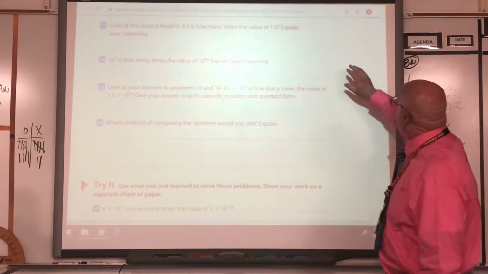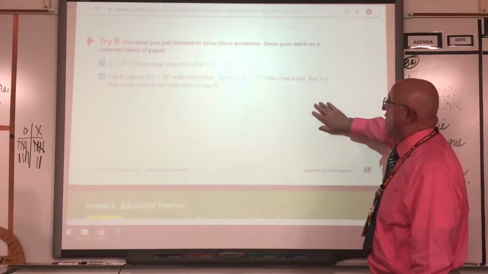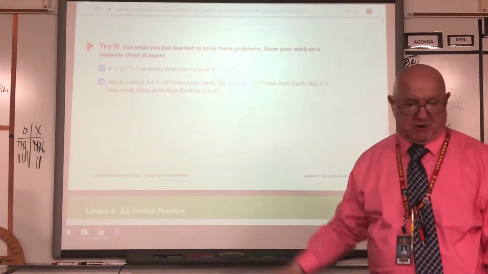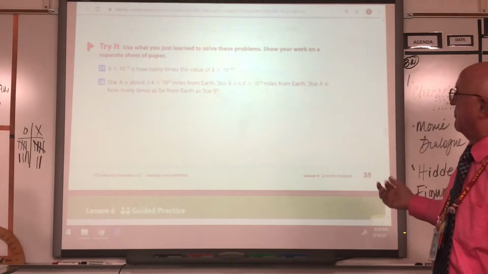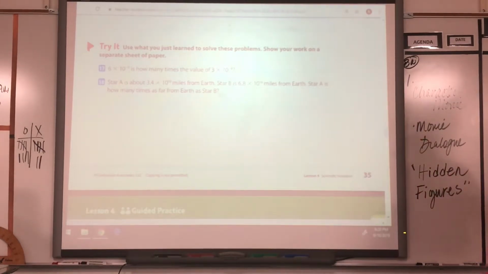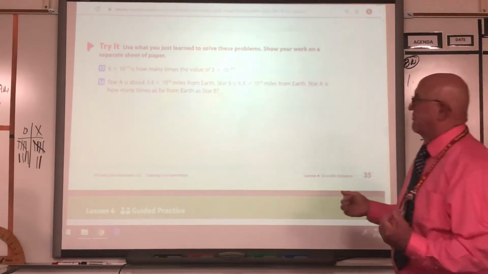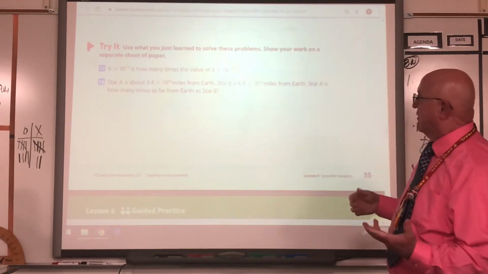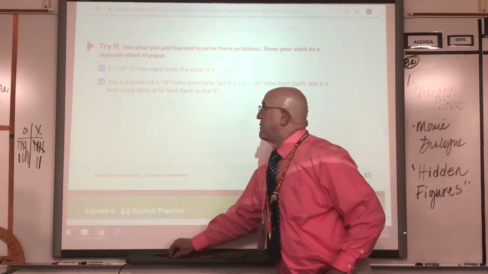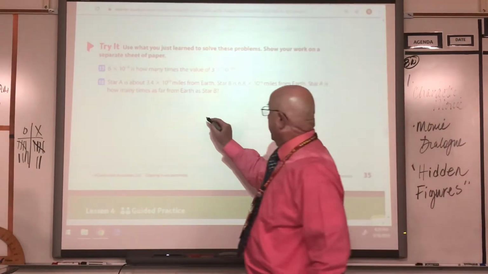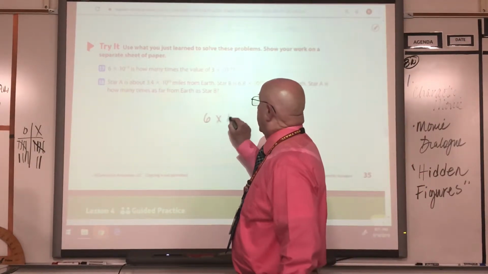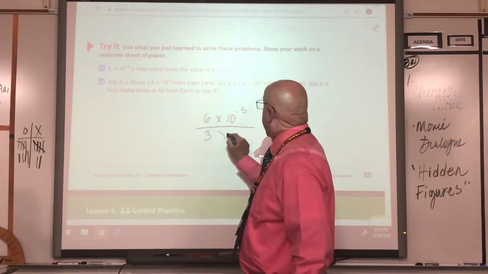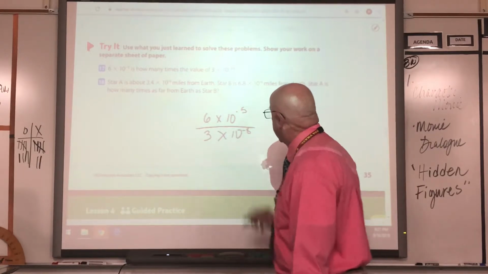All right, so let's go down here to the next problem, and let's see how we can use what we learned to figure it out. We want to know how much larger 6 times 10 to the negative 5 is, how many times the value of 3 times 10 to the negative 8. So we have to set this up as a division problem. We have 6 times 10 to the negative 5, and we're going to divide that by 3 times 10 to the negative 8.